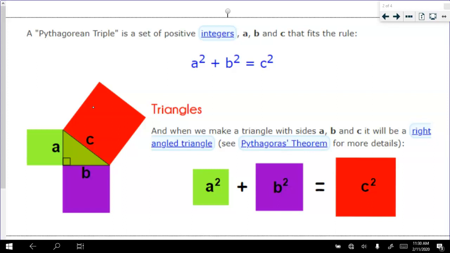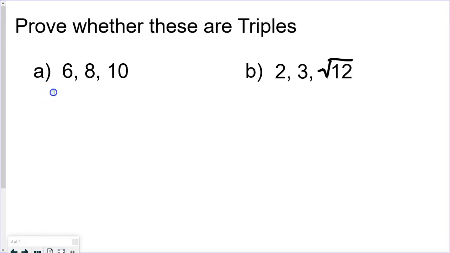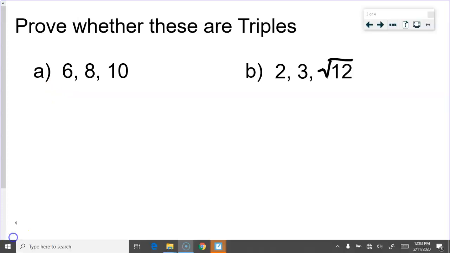Okay, but as for the triples, let's go on to this slide. What's going to happen now is you're given three numbers, and you're just going to plunk them into the a squared plus b squared equals c squared formula and prove that the left side will equal the right side. All right, so let's do that. Okay, here we go.